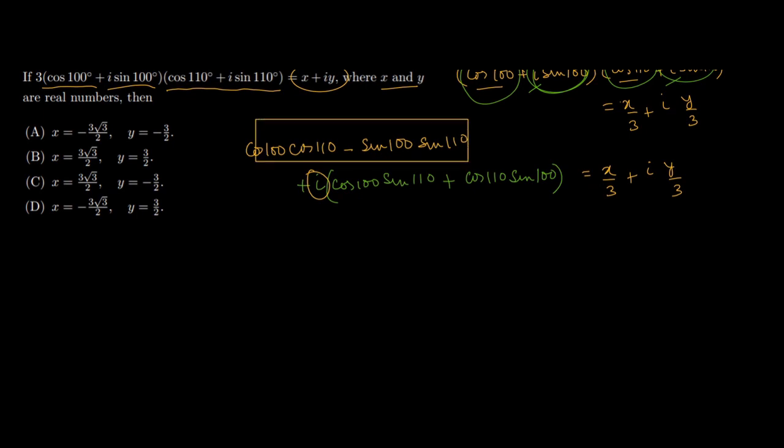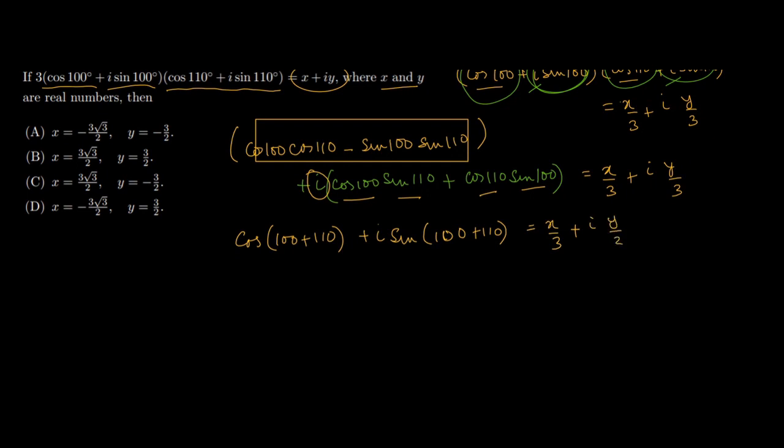We can see that the first bracket term contains cos A cos B minus sin A sin B, which is nothing but cos of A plus B, or cos of 100 plus 110, plus i times (cos A sin B plus sin A cos B). That means sine of A plus B, or 100 plus 110. This is equal to x by 3 plus i y by 3.